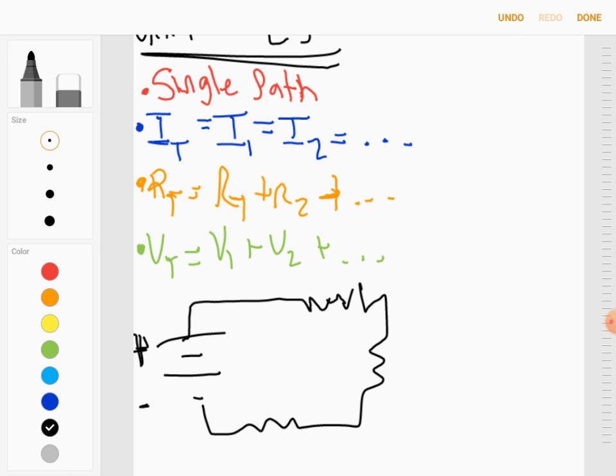There. Good. So, how you know this is a series circuit is because it only has one path. And this is what the path is. It goes like this. And you'll see in the next video what a parallel circuit would look like. But as far as a series circuit, that's all there is.